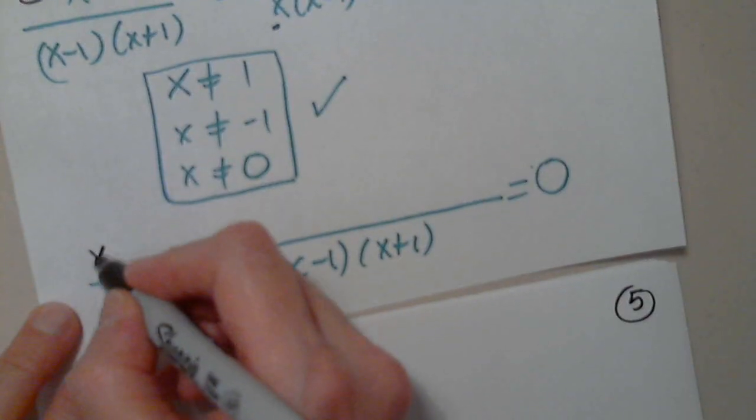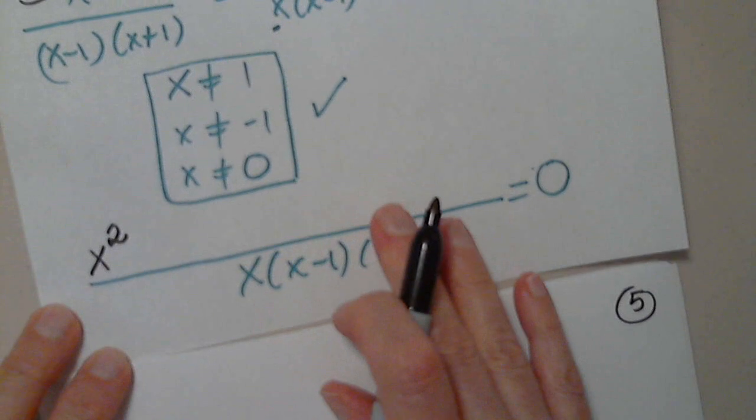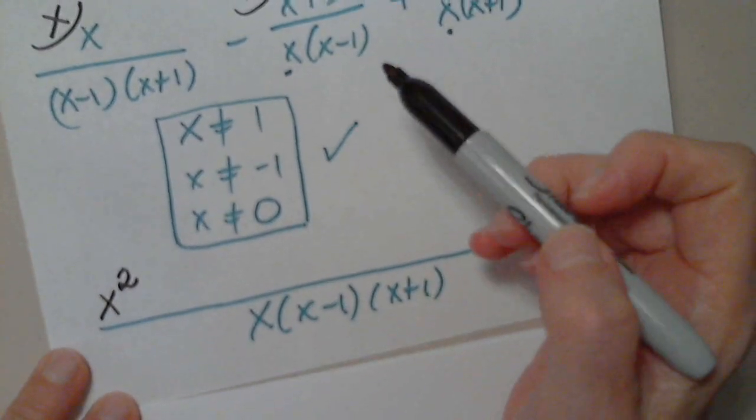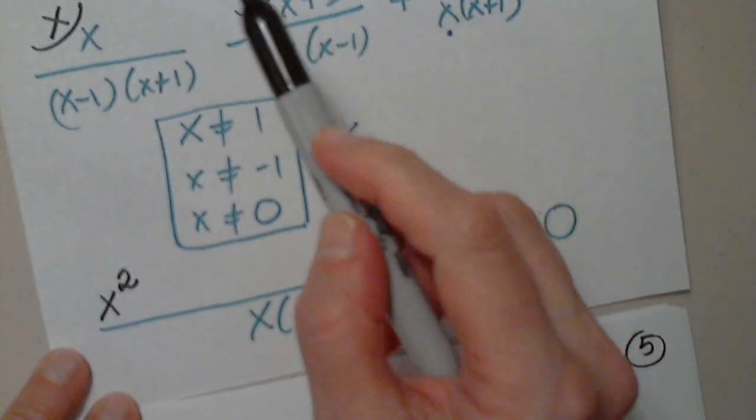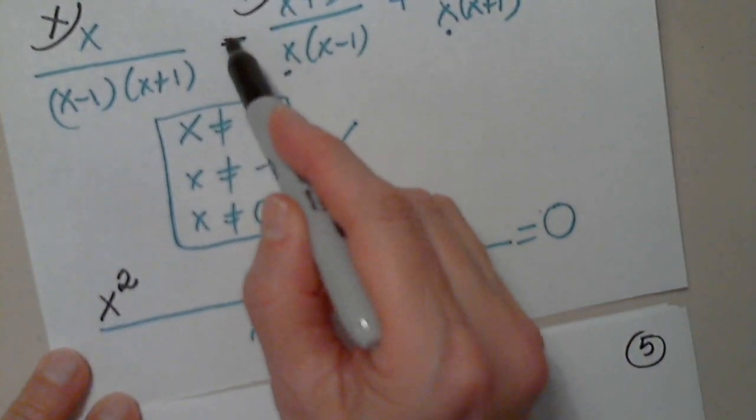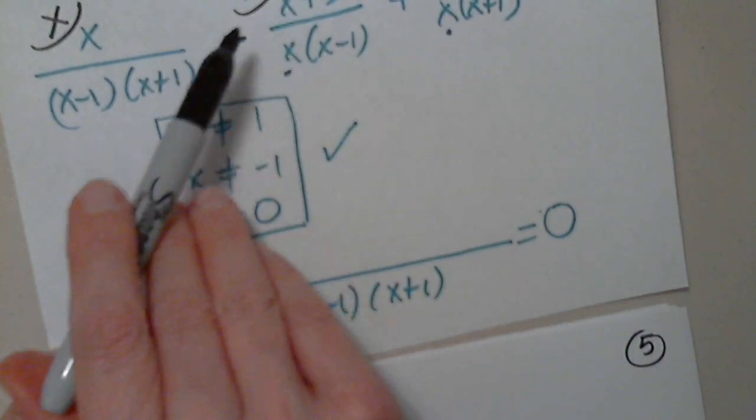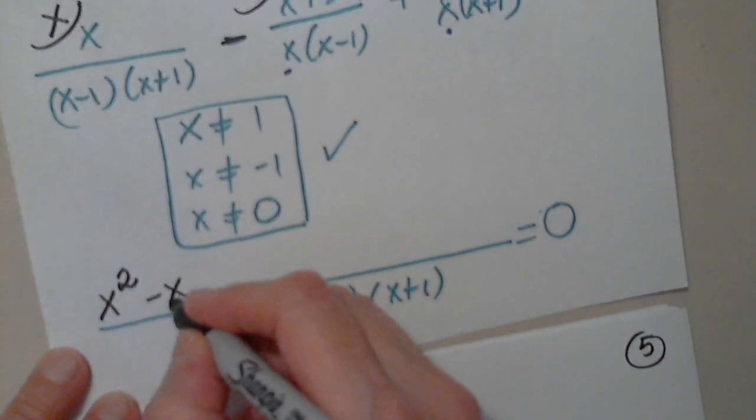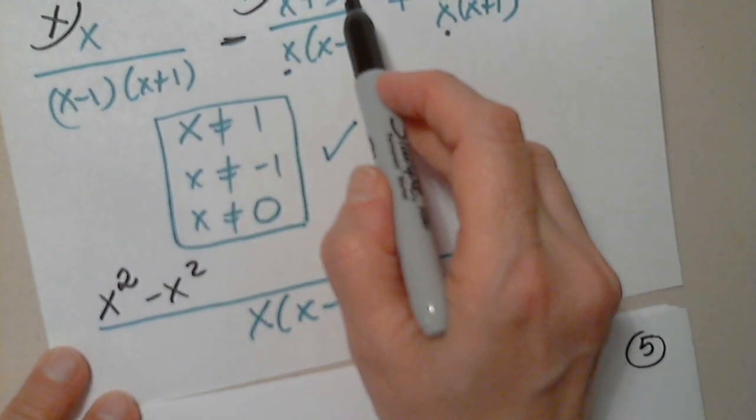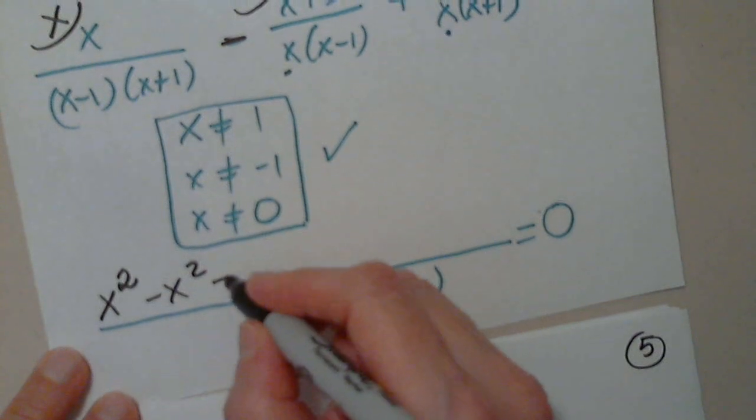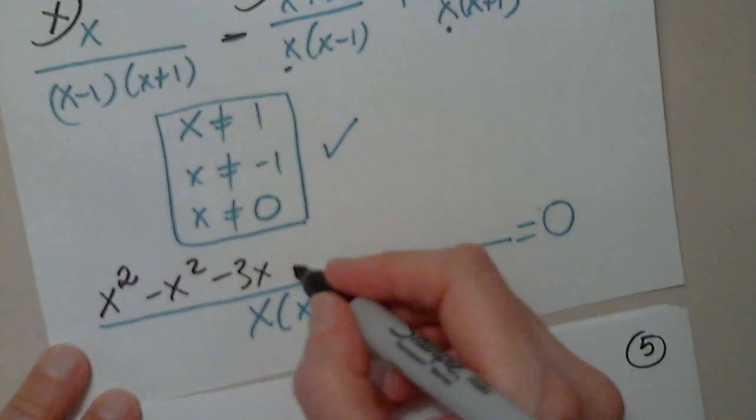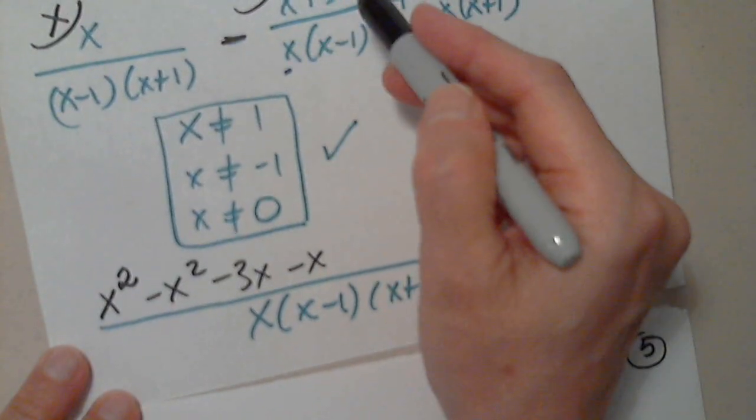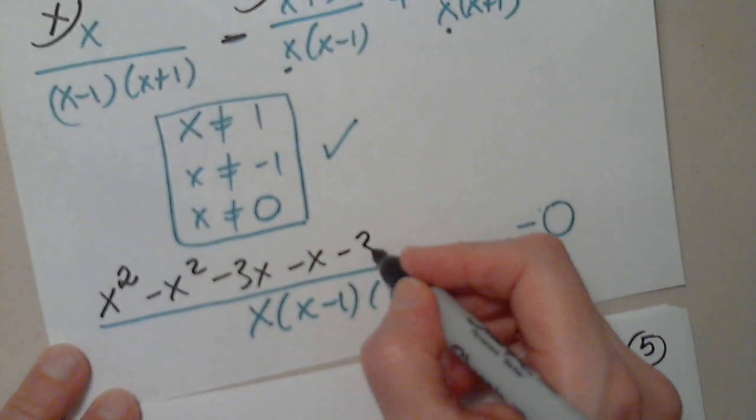X times x is very clear. But now here I have to be very careful. X plus 1 multiplied by x plus 3 with minus in front. X times x with minus in front. X times 3 with minus in front. X times 1 with minus in front. 1 times 3 with minus in front.